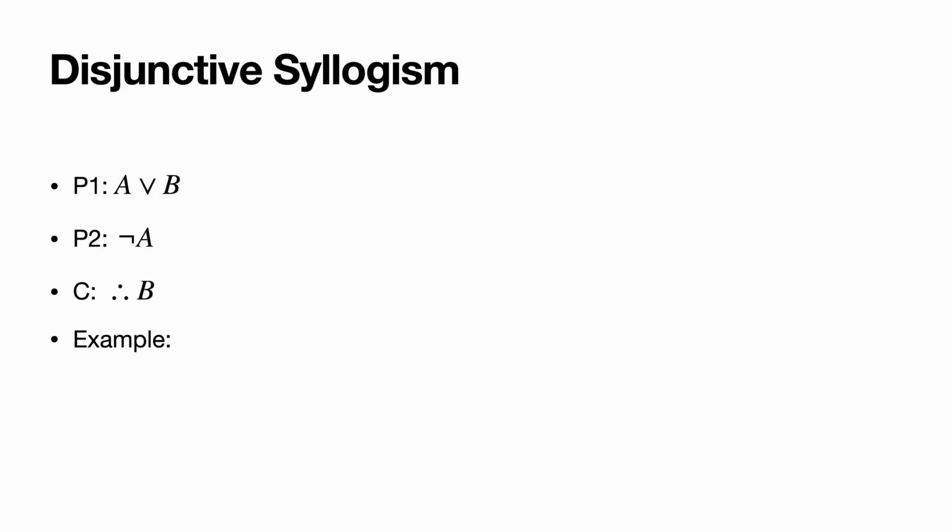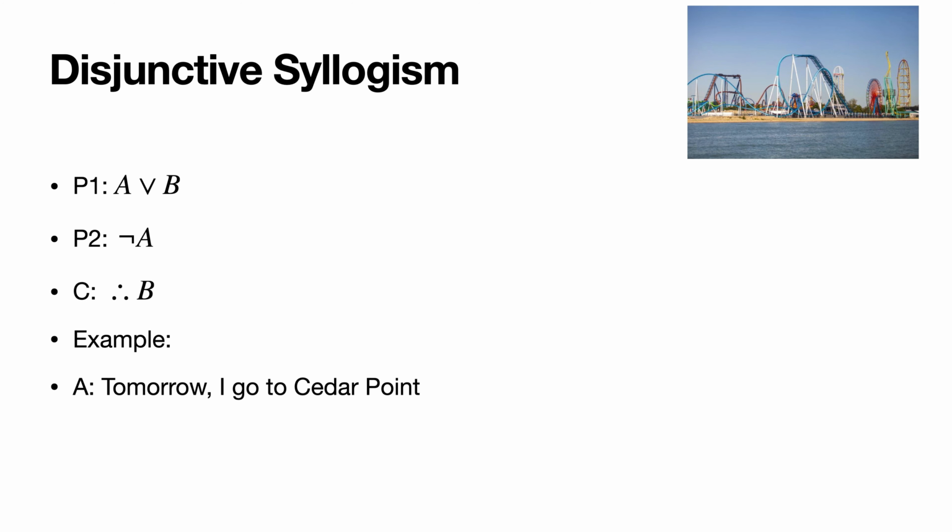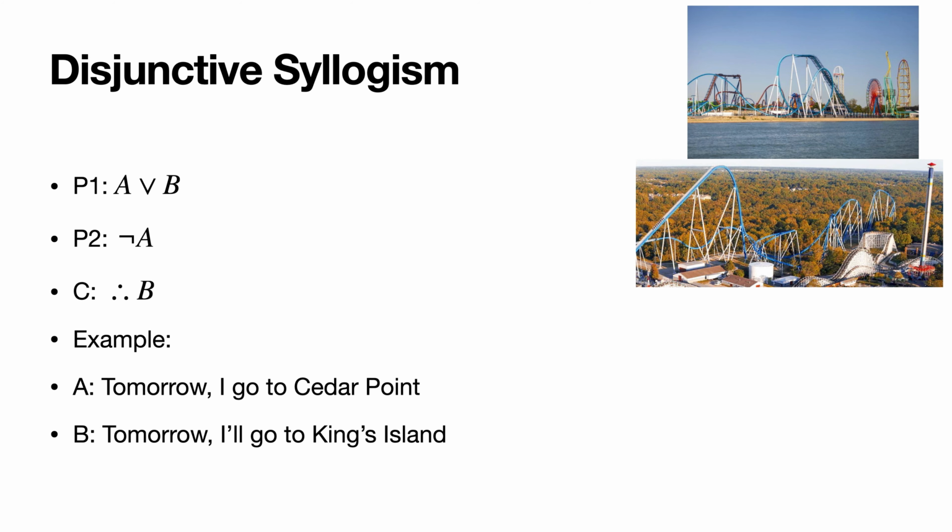So here's an example. Let A be the proposition that tomorrow I go to Cedar Point, and B be the proposition that tomorrow I go to Kings Island. Premise 1 is like saying, tomorrow I'll go to Cedar Point or Kings Island, and once again, or both. Don't get confused by the word or as it's typically used in English. This is a logical or, so this also includes the case of both.